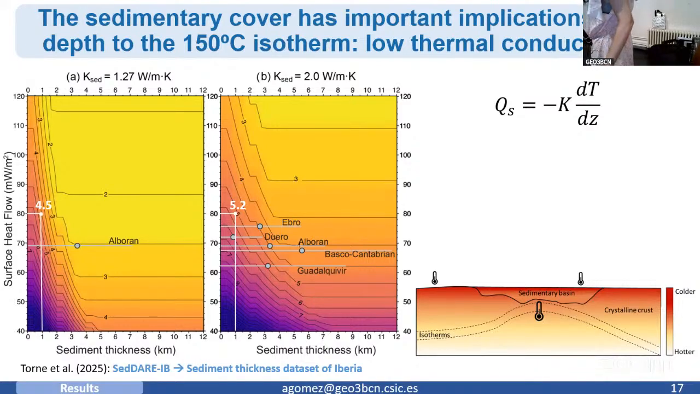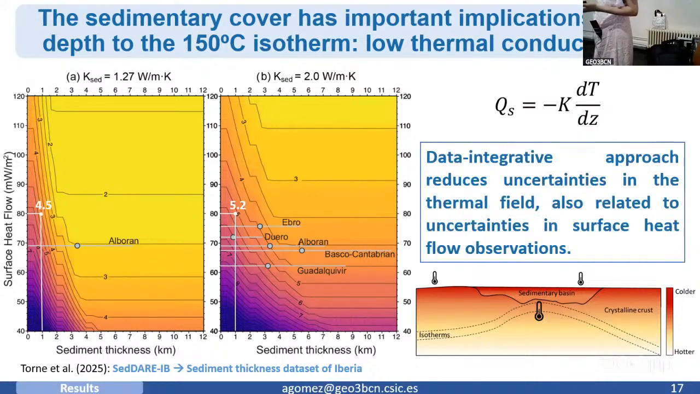And so why is that? It's because, as I mentioned before, you can see in this diagram, underneath the sedimentary basins, these sediments with low thermal conductivities will not allow the heat to escape. And then we will have an increase or a shallowing of the isotherms.